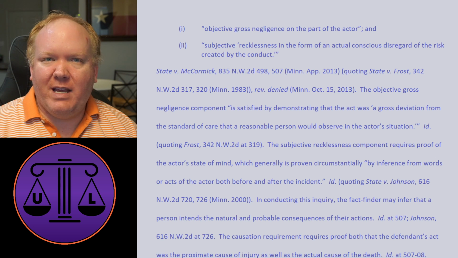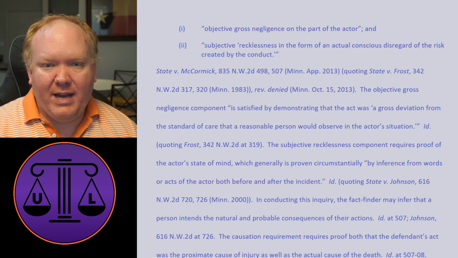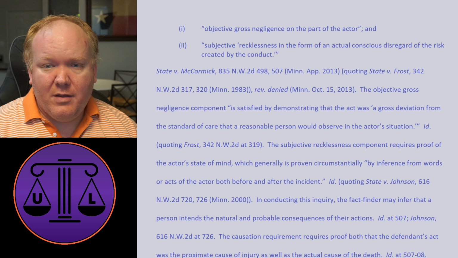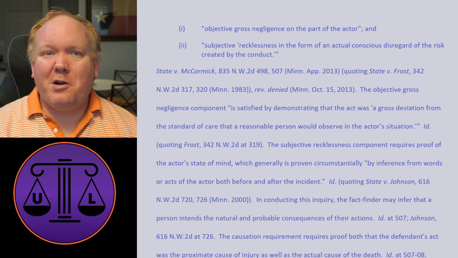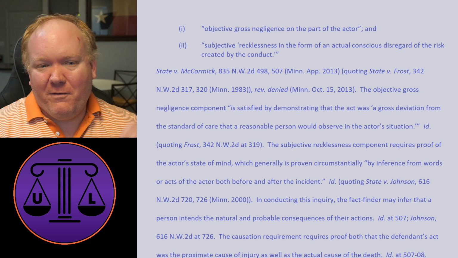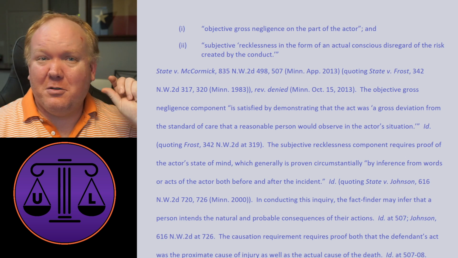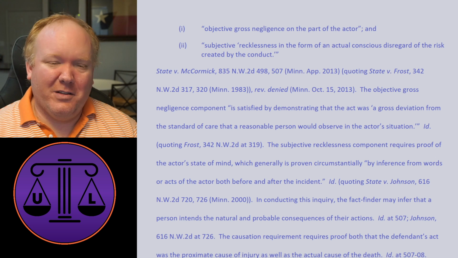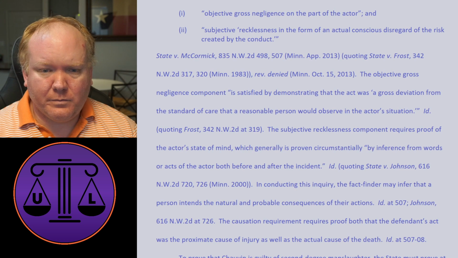So subjective means that the person themselves knew in their own head. So you have to prove that Chauvin, in his own head, knew that there was a risk and he decided to disregard it anyway. The proverbial angel on his shoulder told him this is a bad idea, and he decided not to listen to it. So that is something you have to prove.